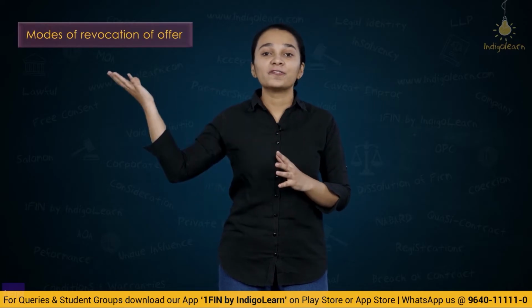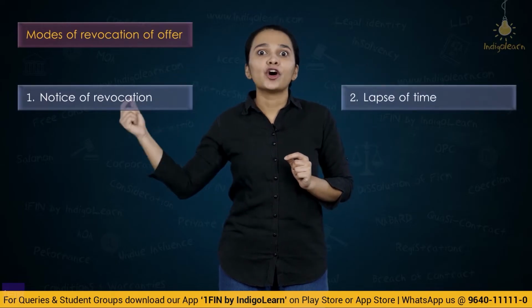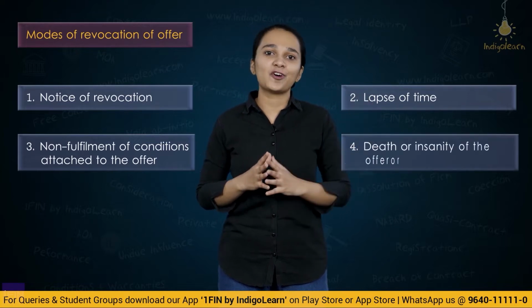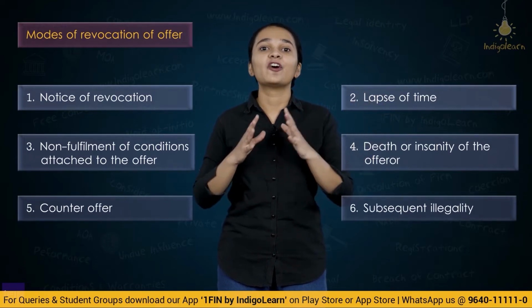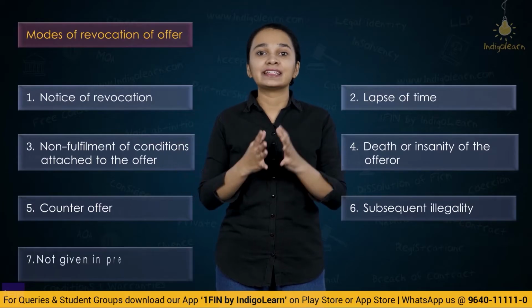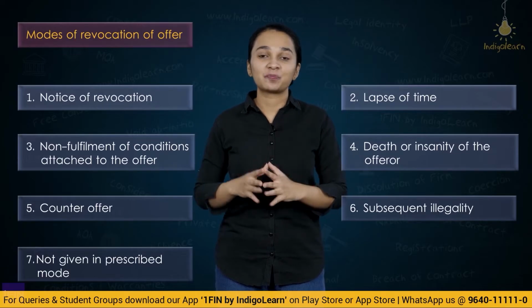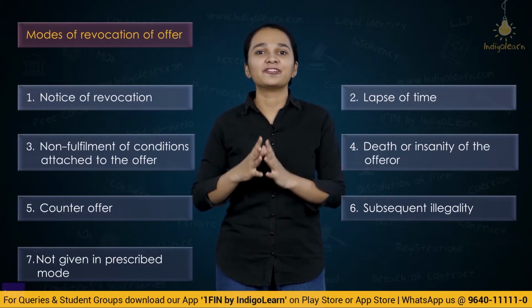And after this we have understood what are the modes of revocation of offer, where we have understood that an offer may be revoked by giving a notice of revocation, or by lapse of time, by non-fulfillment of any conditions which are attached to the offer, by death or insanity of the offerer, by counter offer, by subsequent illegality of the offer, or when it is not given in a prescribed or usual mode. These are different modes of revocation of offer. With this, we have also summarized the entire Unit 1 of the Indian Contract Act 1872.